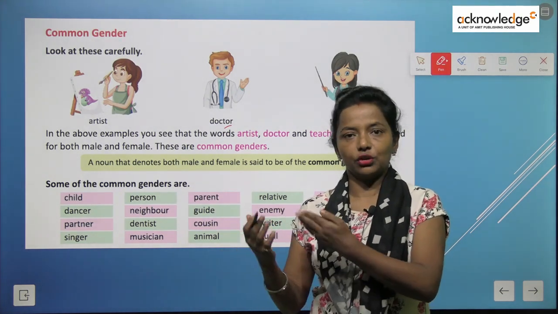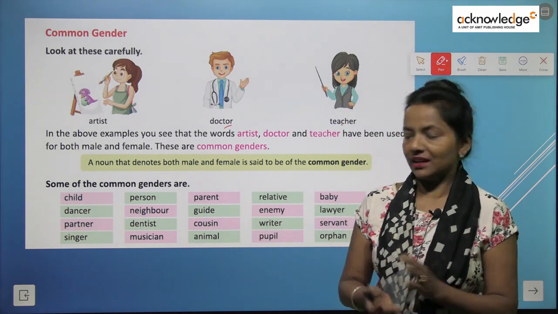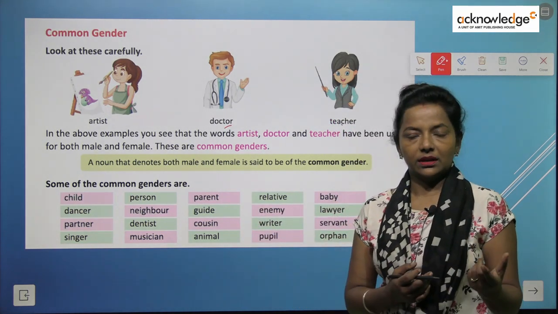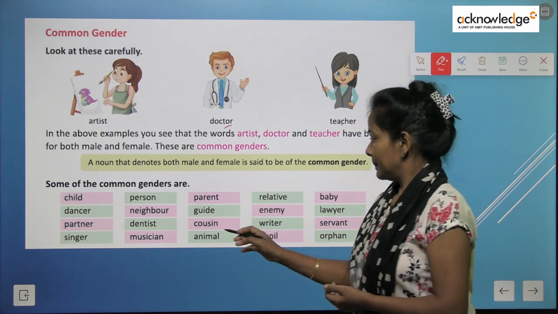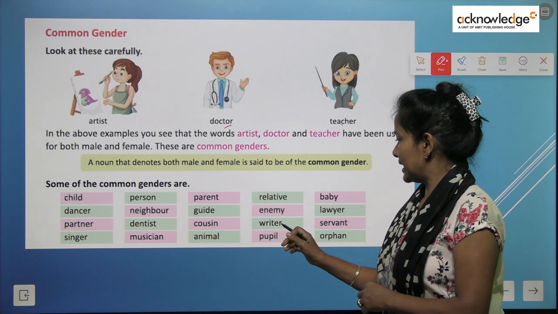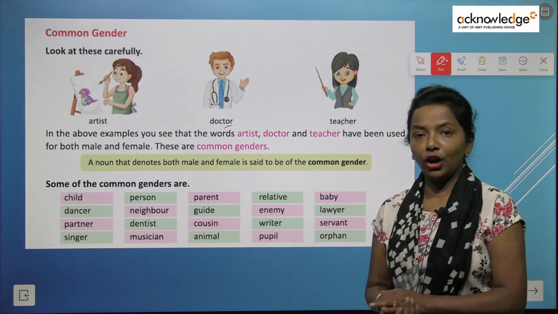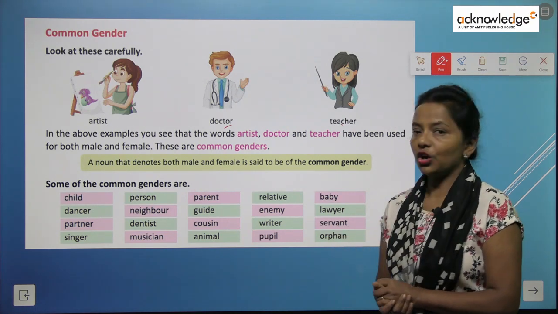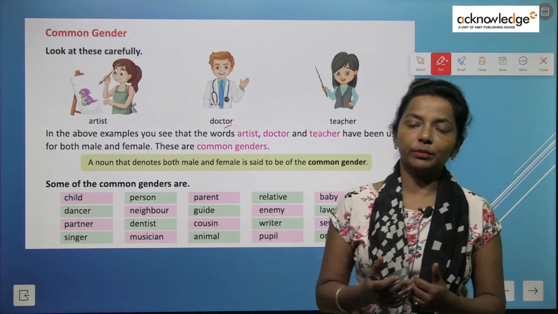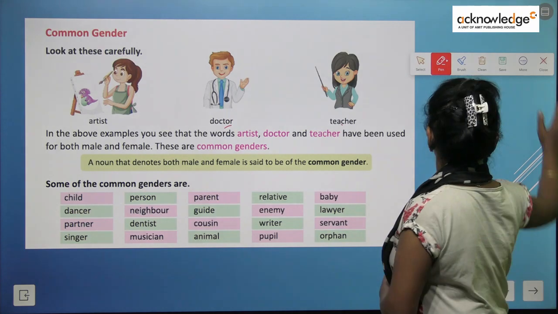So parent can be your parent, your mother can also come to school, your father can also come to school. Parents में दोनों ही आते हैं. Guide, cousin, there are boys also, girls also, cousin. Animal, relative, enemy, writer, pupil, baby, lawyer, servant, orphan. These all nouns are the common genders which are used for both male and female.